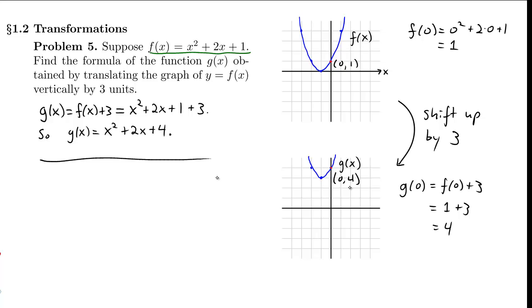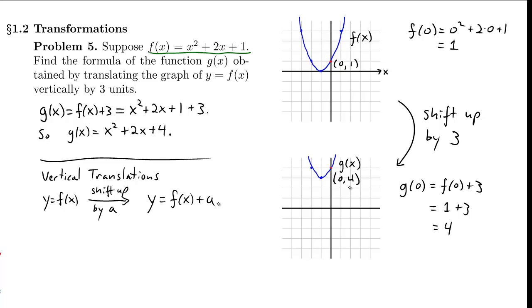In general, if we want to shift a function f up by a units, the new function g will have g of x equals f of x plus a as its formula. If we want to shift g down, we simply make a negative.